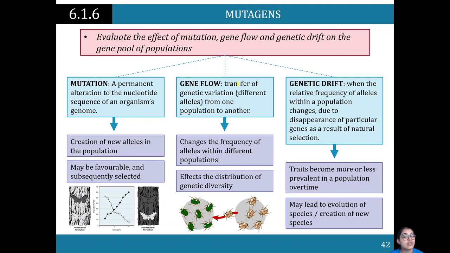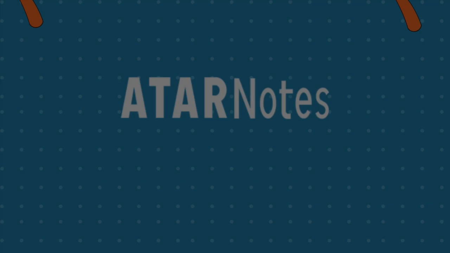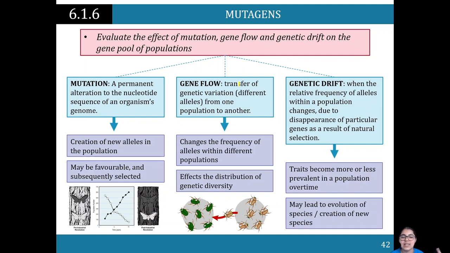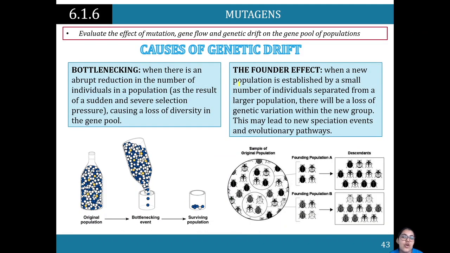And finally, genetic drift is when the frequency of alleles within a population changes because of the disappearance of particular genes, and that could be a result of natural selection over time. So, for example, traits can become more or less prominent, and it can also lead to evolution of species and creation of new species as well. So, when we talk about genetic drift, let's just talk about a couple of causes.